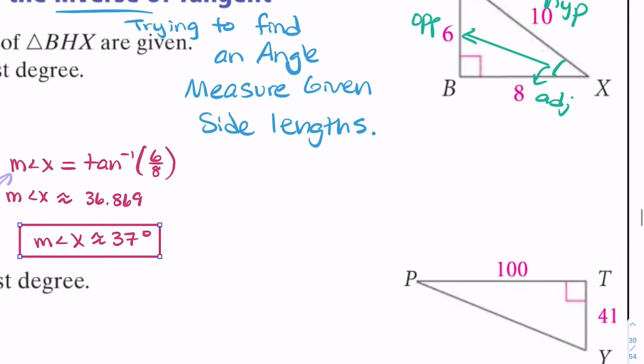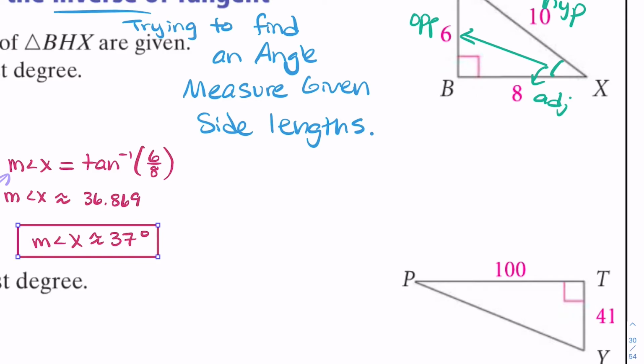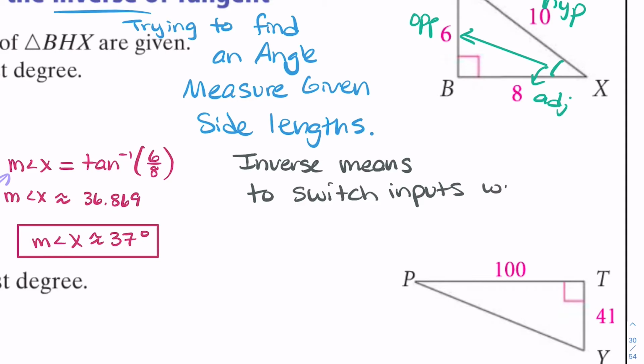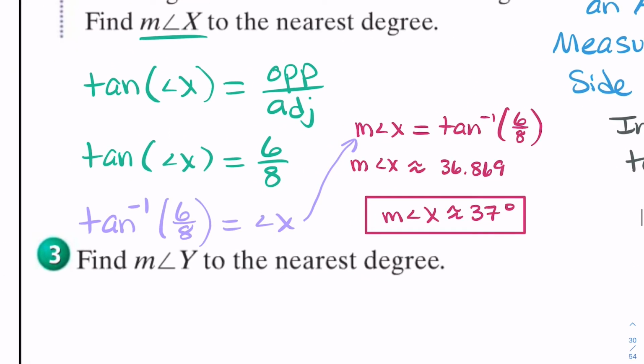So inverse, when trying to find an angle measure given side lengths, means to switch inputs with outputs. And as long as you account for it, you can do it. Here's your input, here's your output. Flip your inputs and outputs. It's fine as long as you perform the inverse operation.